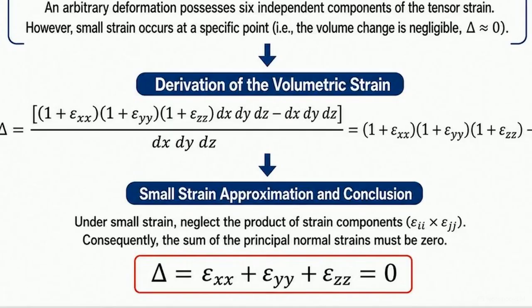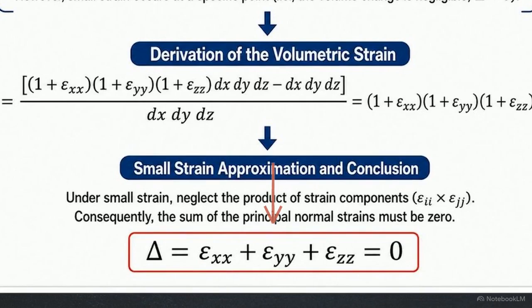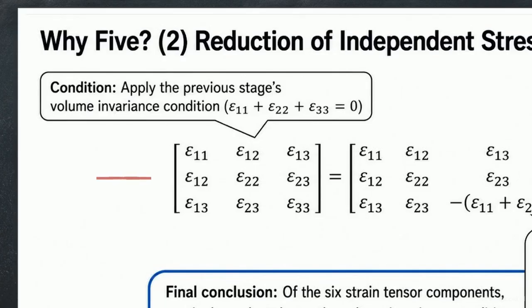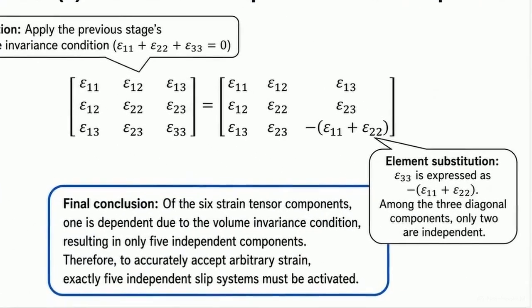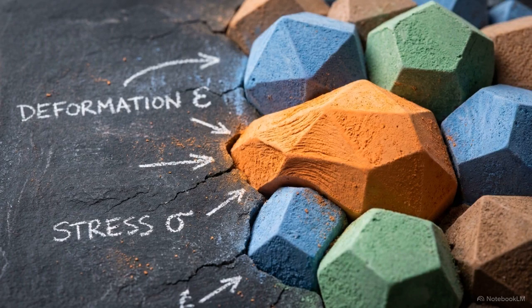Mathematically, this is derived from the small strain assumption. Since plastic deformation preserves volume, the sum of the principal normal strains must be 0. If we examine the standard strain tensor matrix, we begin with 6 independent components of deformation. Applying the volume invariance condition lets us express one diagonal component as the sum of the other 2, reducing the required independent slip systems to exactly 5. This requirement for 5 systems is the direct mathematical result of volume conservation during plastic flow.